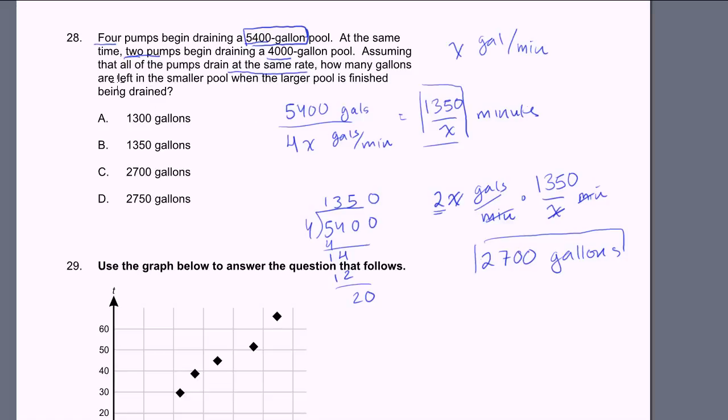But they're asking us how many gallons are left in the smaller pool. So if we started with 4,000 and we subtract 2,700, that's going to be 1,300 gallons are left in the pool. That is choice A.